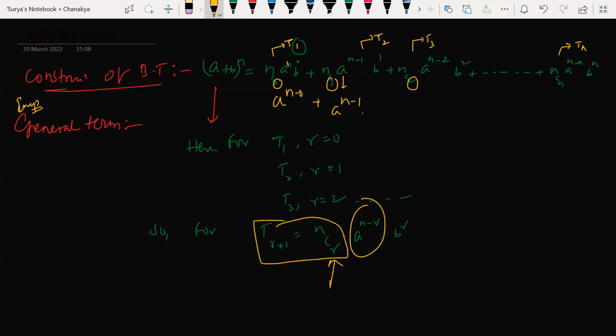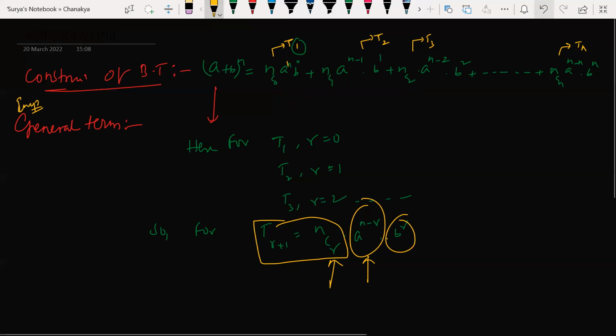Now what is b here? b to the power of 0, b to the power of 1, b to the power of 2, and so on till b to the power of n. So that's how the pattern is following here. Now if you observe this properly, a to the power of n minus r, and of course it will be b to the power of r. Why? Because look at this.